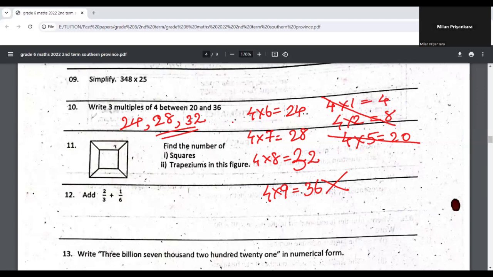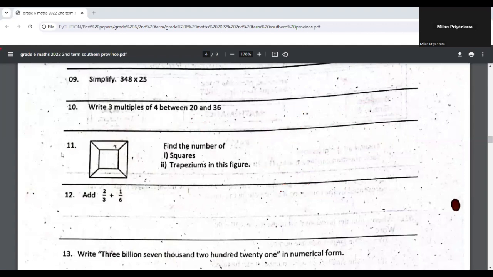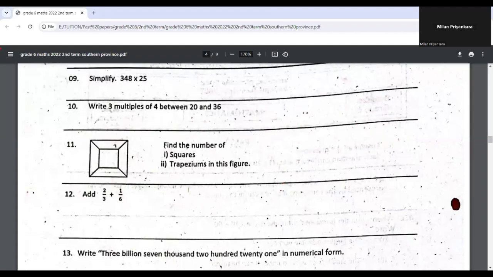Let's go to question number 11. You need to find the number of squares here. In this figure, you can easily see that there are 2 squares, right? This is 1 and this is the other. So we can easily say the number of squares is 2, right? There are 2 squares.